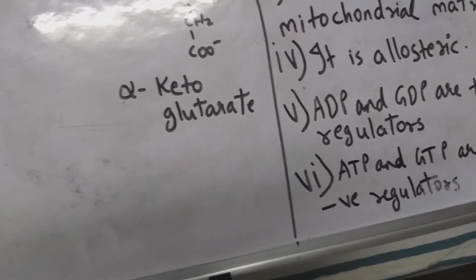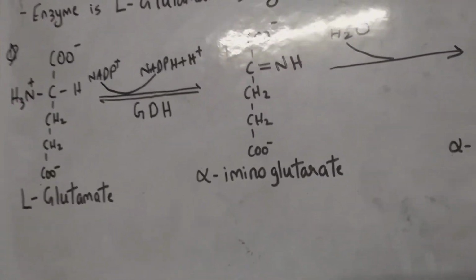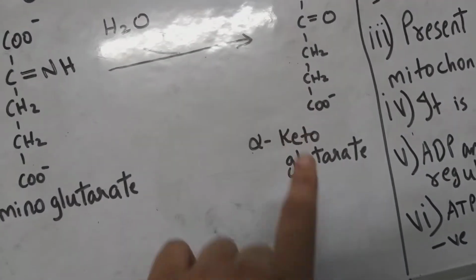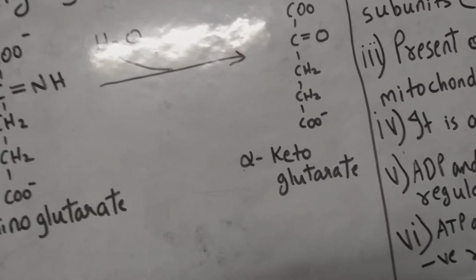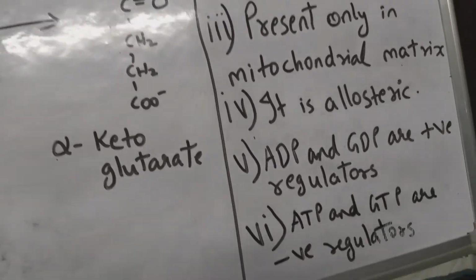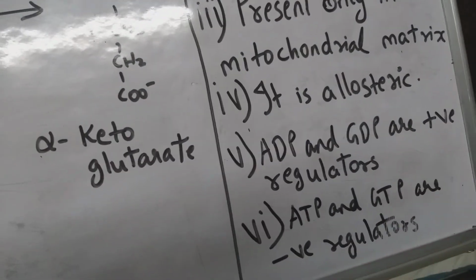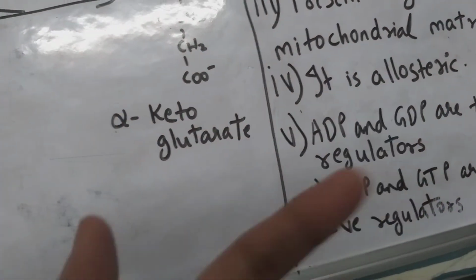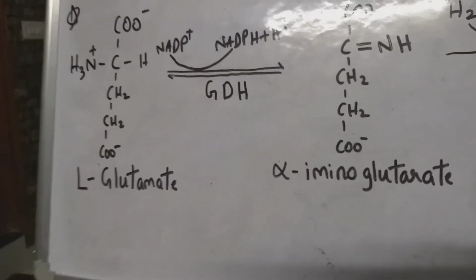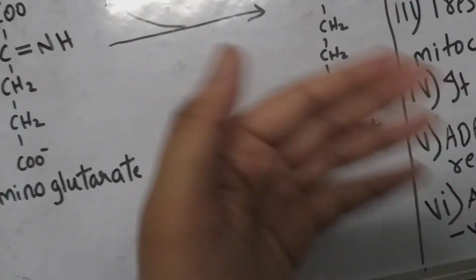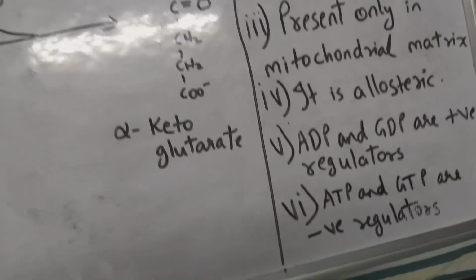So what does the cell do? The amino acids are converted to glutamate by transamination. Glutamate undergoes this process to form alpha ketoglutarate. Alpha ketoglutarate will enter the Krebs cycle, and this will ultimately go for oxidative phosphorylation to produce ATP. So ADP and GDP are positive regulators; they are indicators that ATP and GTP are lacking in the cell. It guides this enzyme to carry this reaction in the forward direction, and you get an excess of alpha ketoglutarate, which then helps in production of energy, that is ATP.